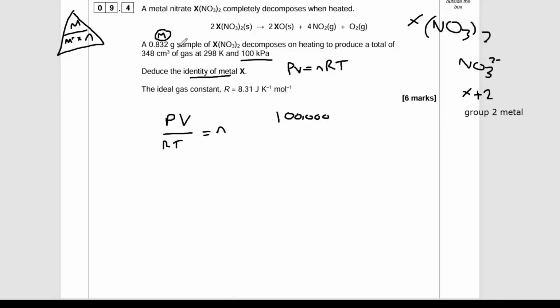And volume, what have they given us the volume in? They've given us 348 centimeters cubed, but we actually need to convert centimeters cubed to meters cubed. So what we're going to do, you could divide by a million, or if you don't want to write that out, you can just times by 1 times 10 to the minus 6, and that is going to get us into meters cubed. Anyway, enough of my wiffle waffle. We know that R is always 8.31, which is beautiful.